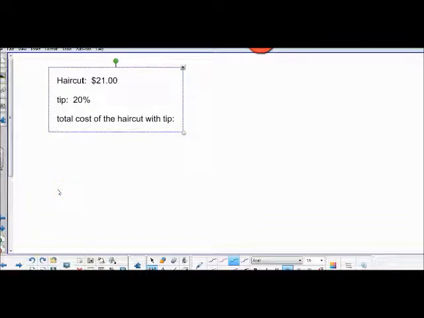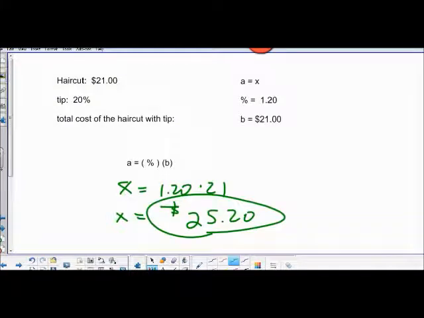All right, if I have a haircut that costs $21 and I want to leave a 20% tip, what's my total cost going to be? Again, hit pause. Let's do that and come back. All right, so my new amount, or the total cost, is X. Percentage is 120%, so 1.2, again because I'm adding 20% onto the original 100% price. And my base, or my starting amount, is $21. I find that I get $25.20.